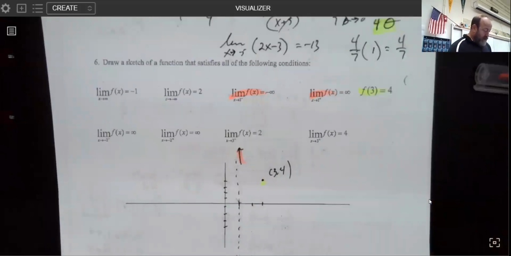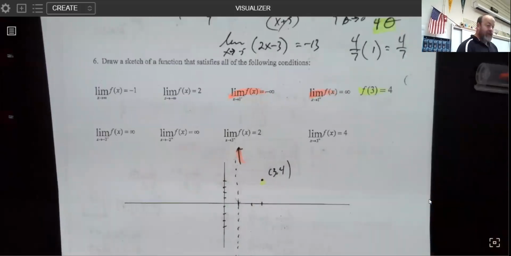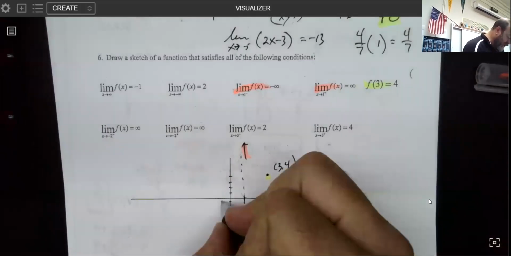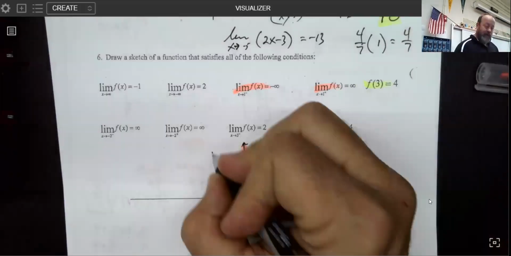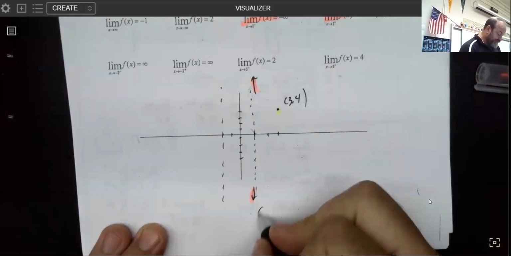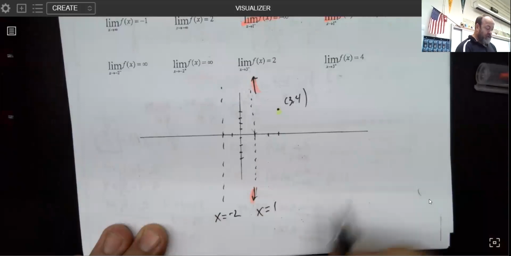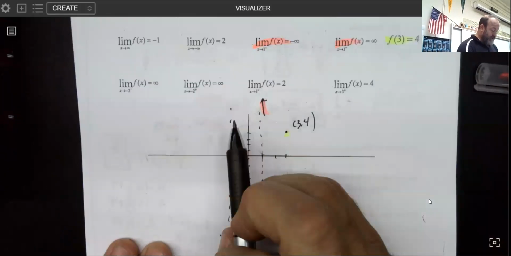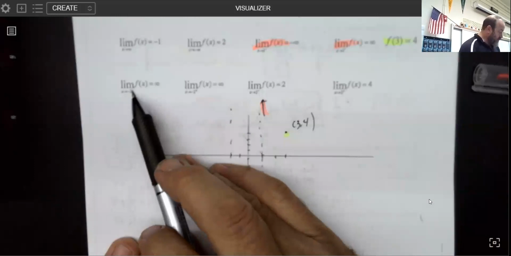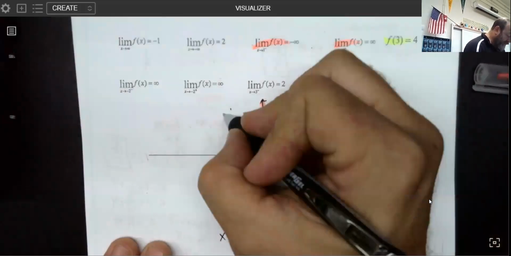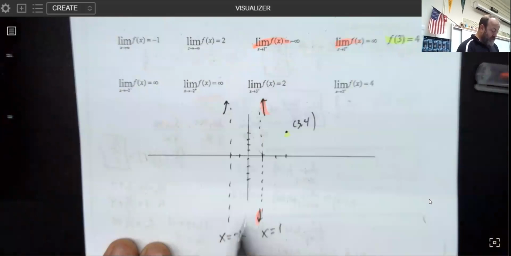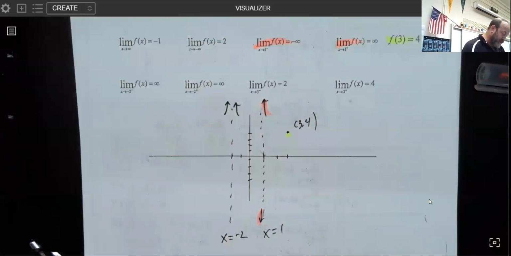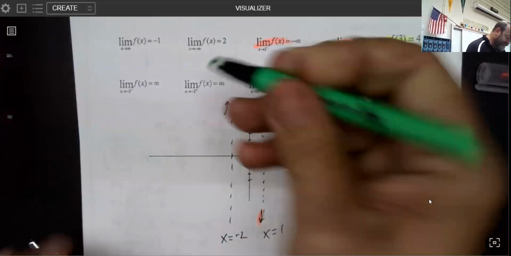Now, there's a couple other interesting things. This says as I get close to -2, it's also going to infinity on both sides. So let me go ahead and label those asymptotes. The limit as I go to -2 from the left side is going to infinity. And the limit as I go to -2 from the right side is also going to infinity. Okay, well, that's a little bit different than the previous one. They're both going up on both sides.